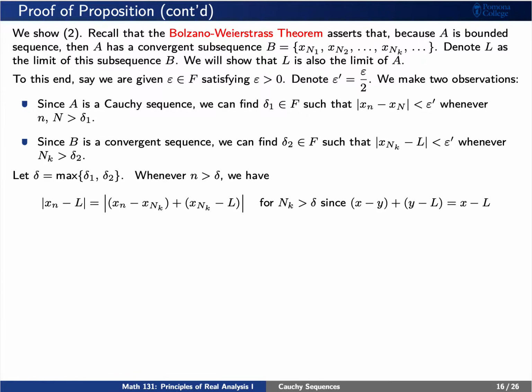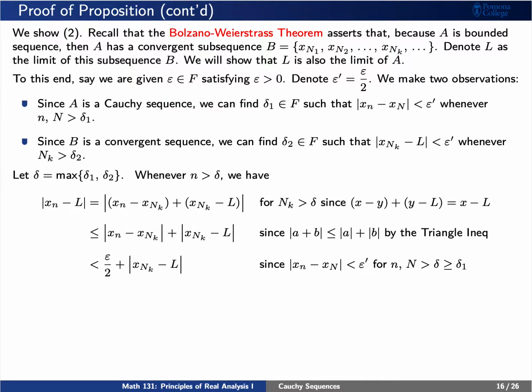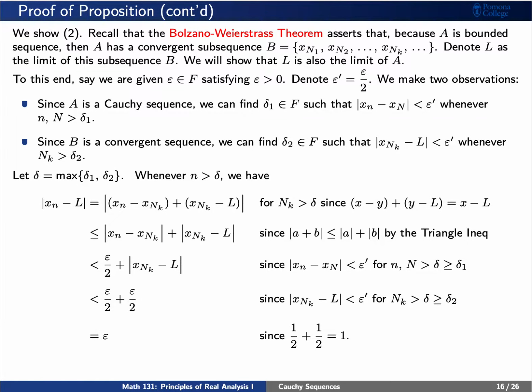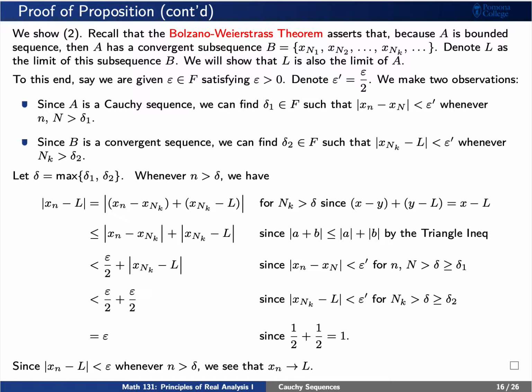Let's take a look at x sub n minus L. L, remember, was the limit for the subsequence B. We can use the triangle inequality to write this in terms of the absolute value x sub n minus x sub capital N_k and the absolute value x sub capital N_k minus L. Now for the first, we know that this is less than or equal to epsilon over 2 because this is how we define epsilon prime. This was the first of our two observations. For the second, we also know that this absolute value is less than epsilon prime because this was the second of our two observations. But now the sum of these is just epsilon, really showing that our absolute value x_n minus L is less than epsilon whenever n is greater than delta.